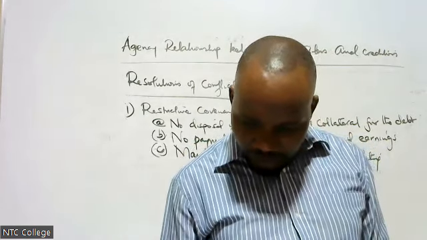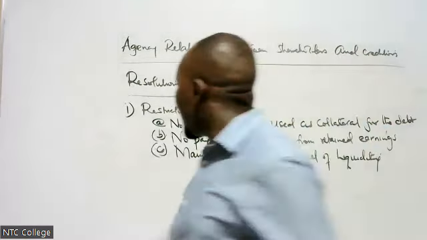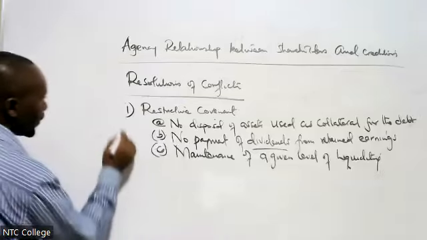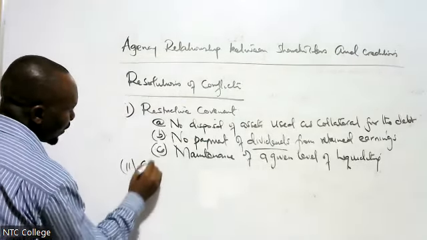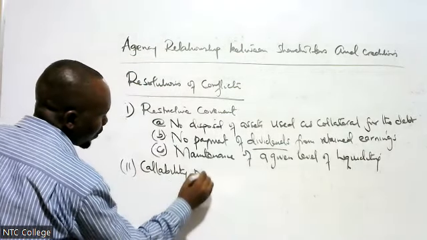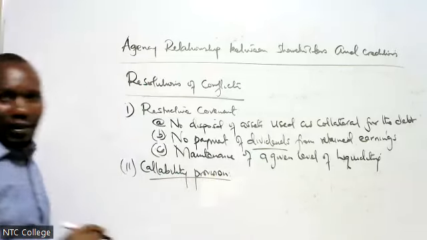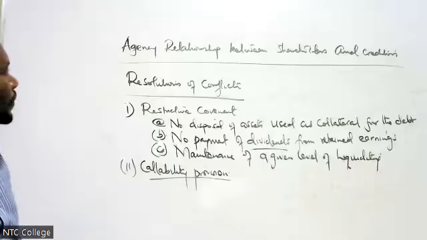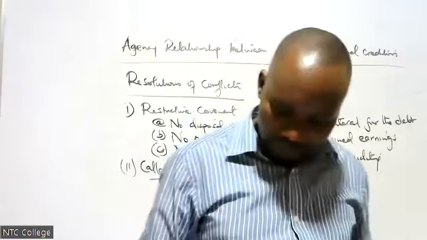Now, let's look at the next one. It's called callability provision. That is number 2. This is number 1, so we have number 2 here, callability provision.